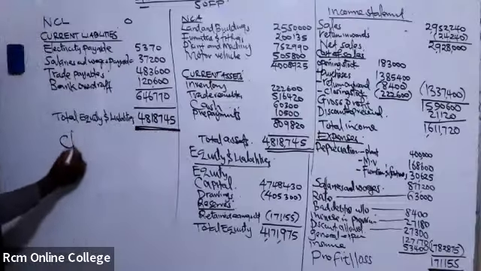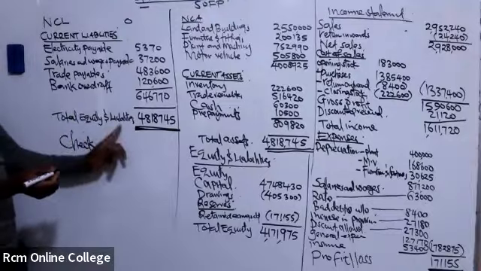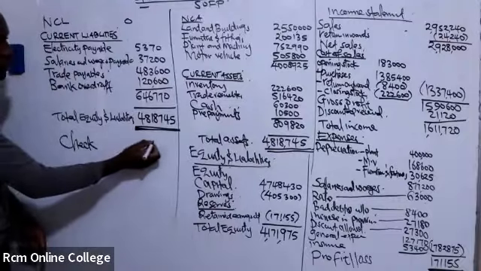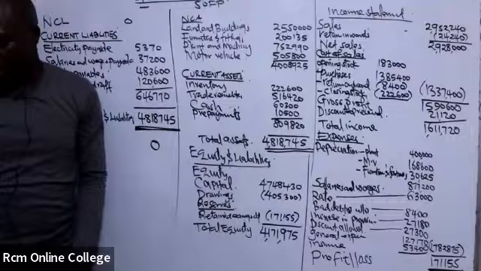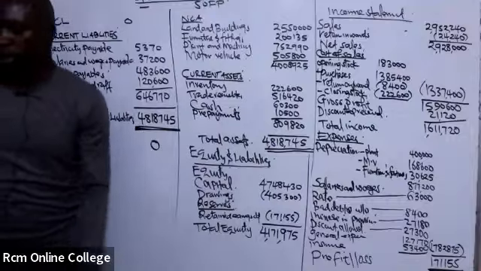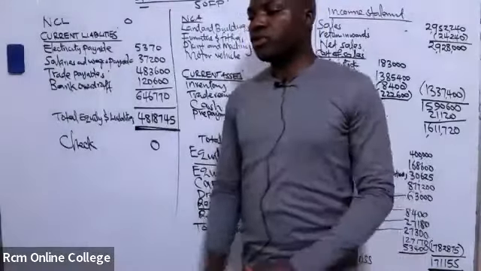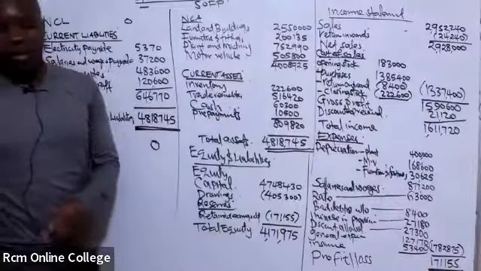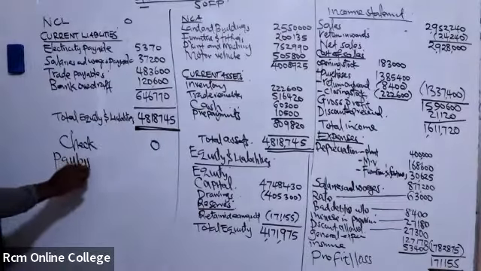So we want to come up with something here called check. Can you check that total equity and liabilities minus total assets is giving you 0? We are checking.